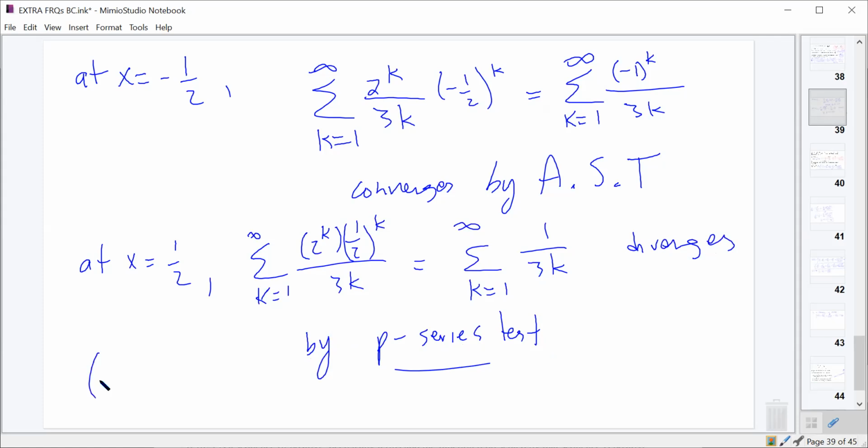So your interval of convergence is negative 1/2, comma 1/2. Bracket on the negative 1/2, parenthesis on the positive 1/2. Good or no? All right.